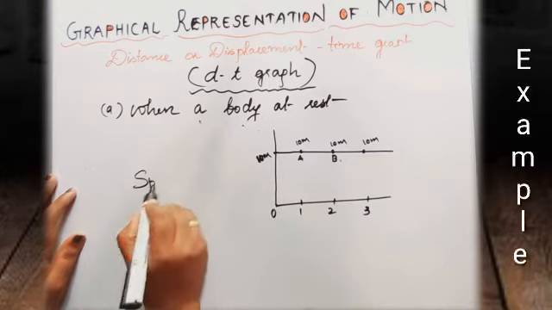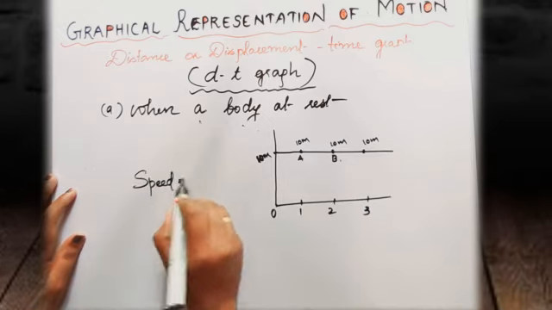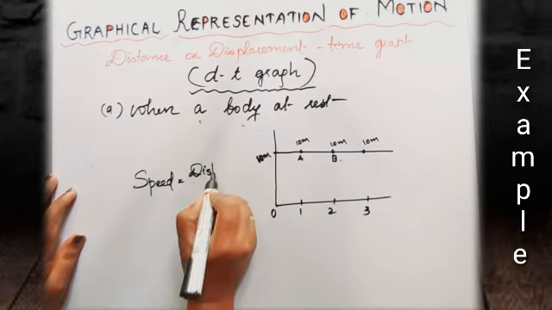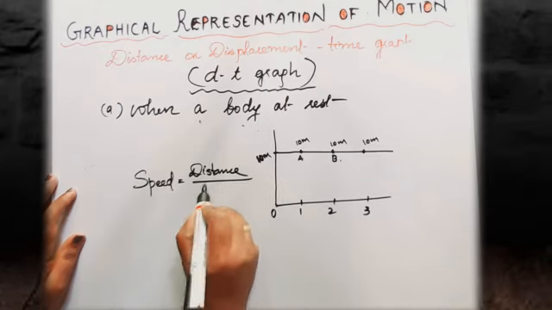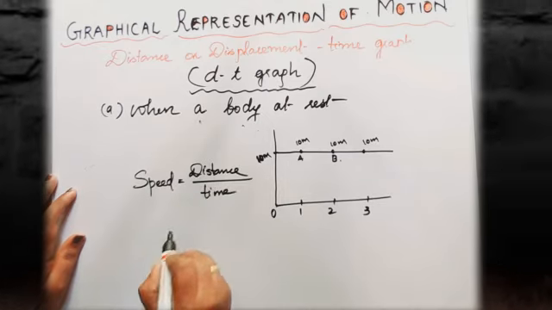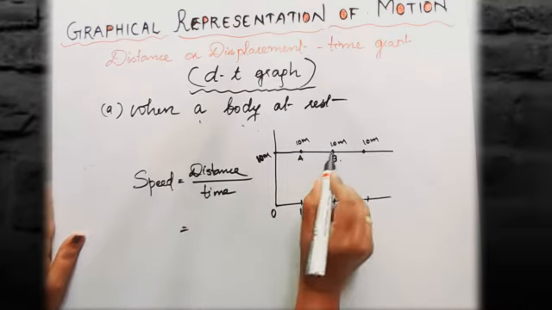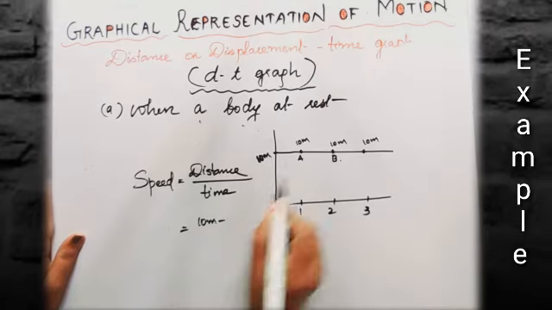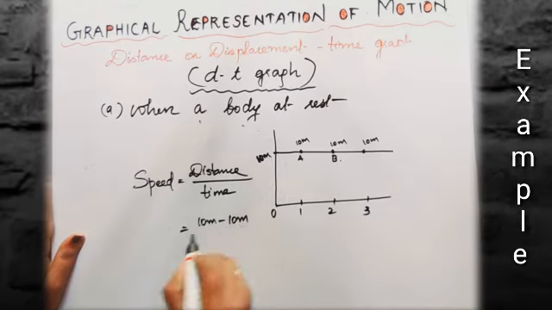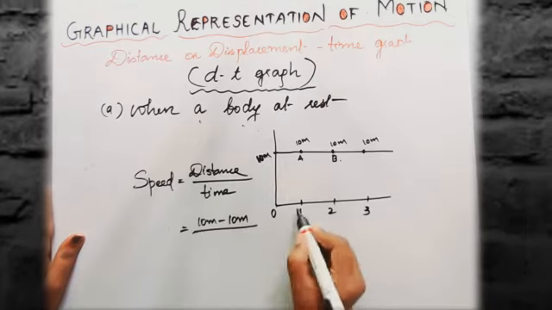Speed is equal to distance by time. Here, what is the distance? A to B, what is the distance? 10 meter minus 10 meter, divided by time, 2 minus 1.